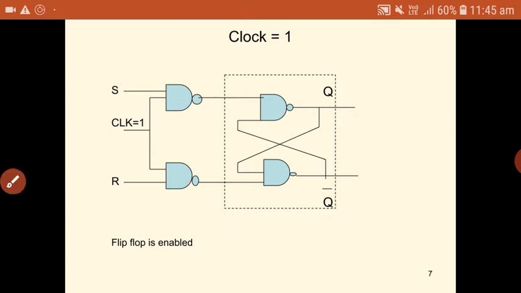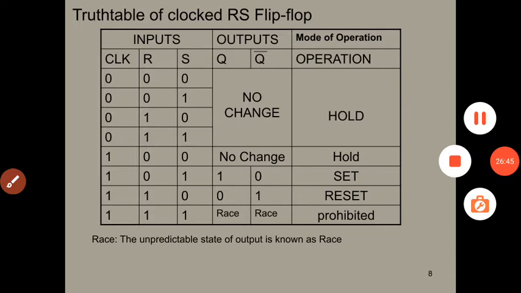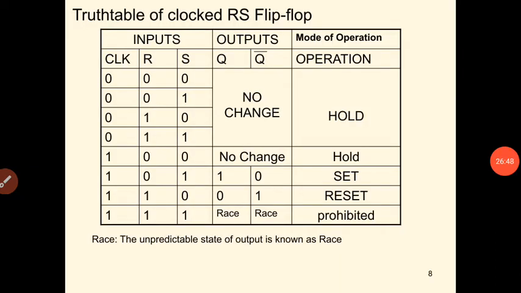So these are the different combinations of inputs. If you mention all those combinations in a truth table, it looks like this. Whenever there is no clock applied, that means clock is equal to 0, irrespective of the R and S inputs, the output will be no change. That means the mode of operation for the flip-flop is hold state.